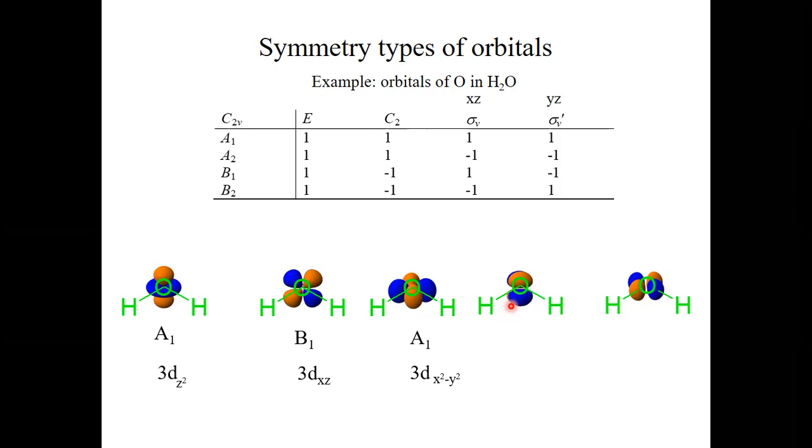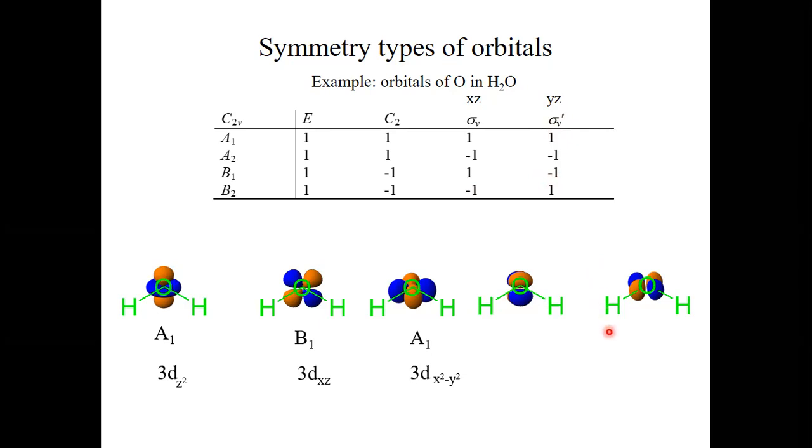Okay, so that means the algebraic sign of the wave function changes, and the character in the irreducible representation should be -1. Now that means that the symmetry of this orbital should actually be B2. If that is so, then if we carry out the sigma YZ mirror plane, the algebraic sign should not change.